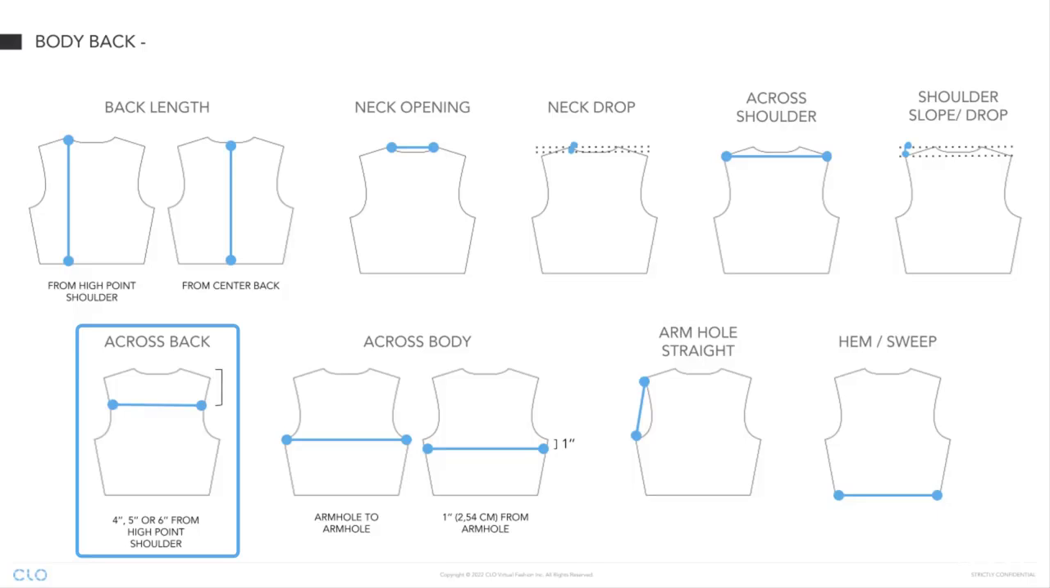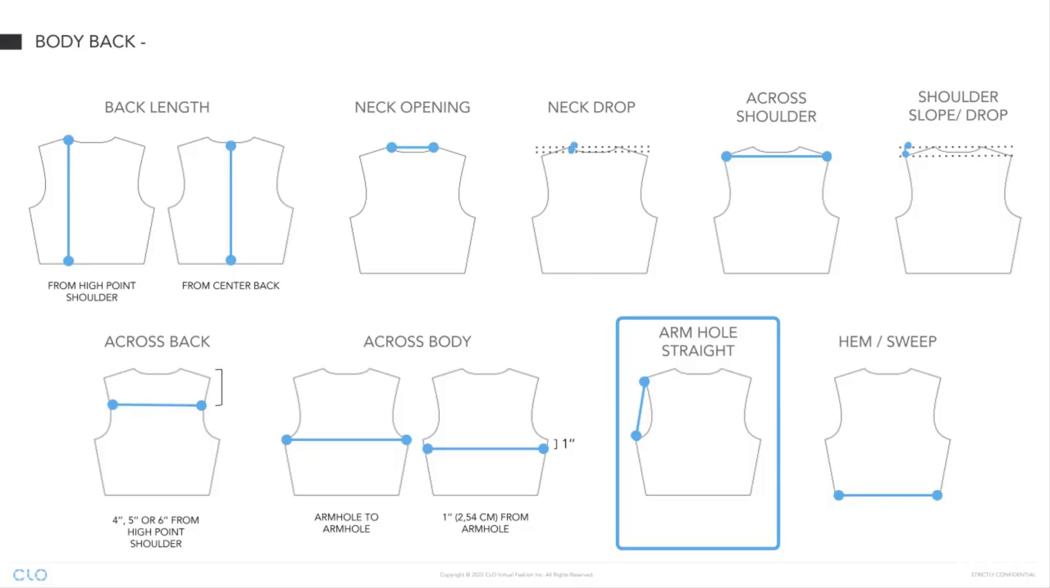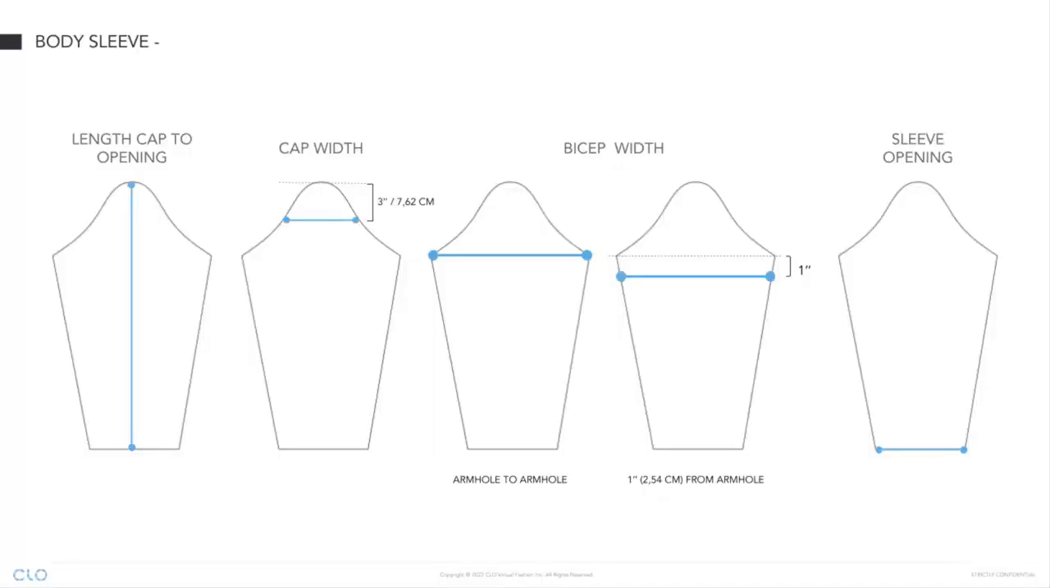The across back can be measured 4, 5 or 6 inches below the high point shoulder. In this case, it is 380 mm, 4 inches below the high point shoulder. And then, the across bust or chest option is inactive because I inserted the total value for the chest measurement before. For the armhole length, I will use 200 mm. And at last, the hem sweep is also inactivated because I already inserted the values before. And then we can move to the body sleeve.